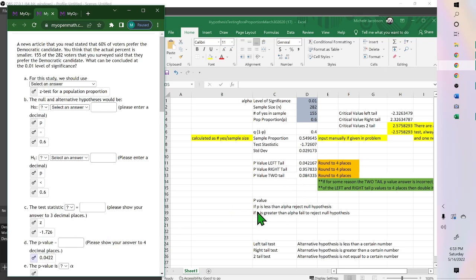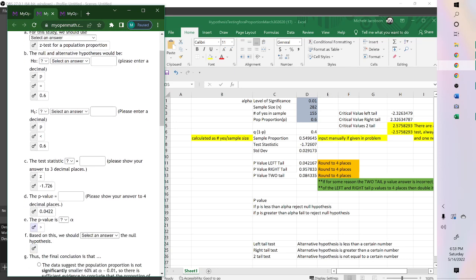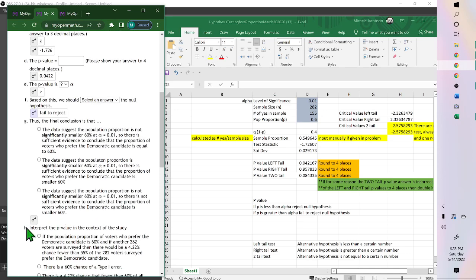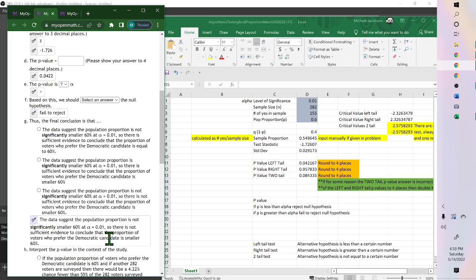Then we look to see if the p-value is less than or greater than alpha. Alpha was 0.01, p-value is 0.04, so it's definitely greater than. So again, we fail to reject. P-value is greater. Fail to reject. It is not smaller. The data suggests the population proportion is not significantly smaller, so we cannot say the proportion of Democrats is smaller than 60%.